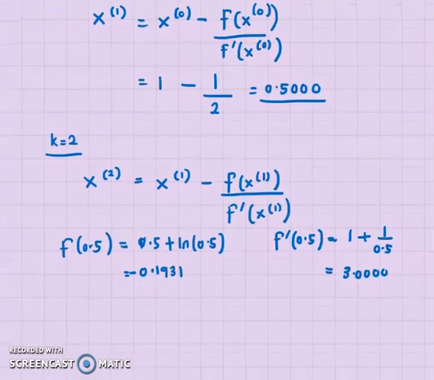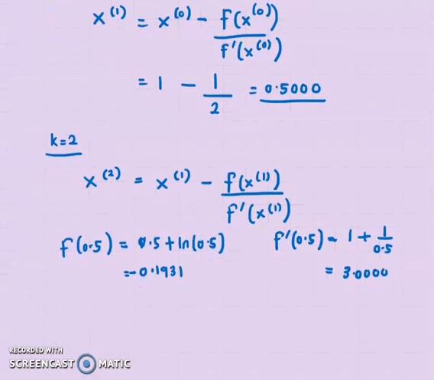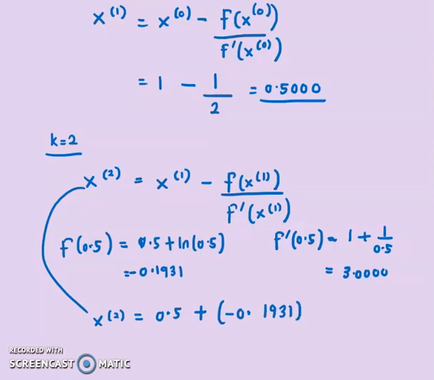Okay, so by obtaining these two answers, we can substitute to find x2, which is x1, 0.5, minus f of x1, negative 0.1931, over 3. And by putting into your calculator, you will obtain 0.5643. Okay, so you can continue the process.